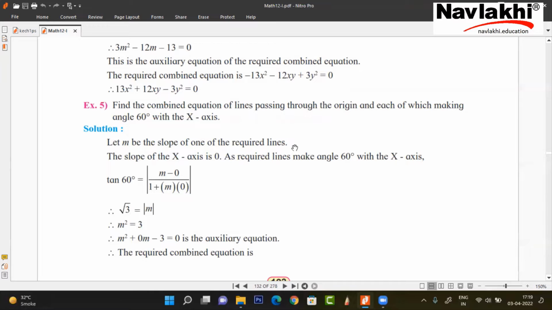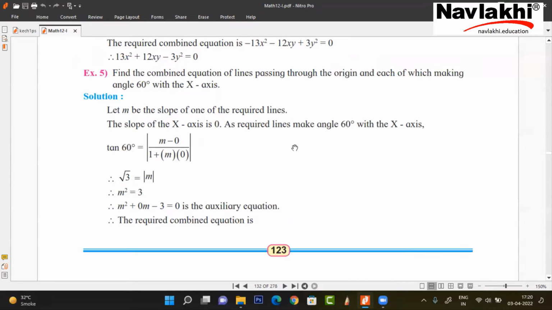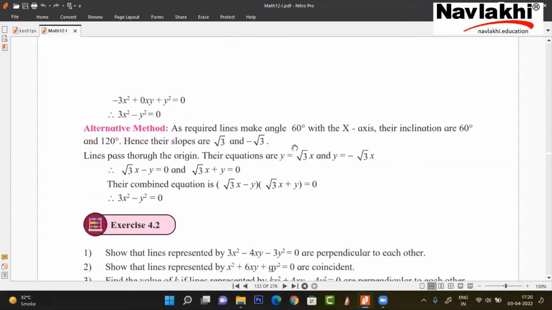Any doubts, anything? Tomorrow in the offline lecture we'll also be doing till solved example 5. Then tomorrow I'll explain the exercise and we complete the chapter.